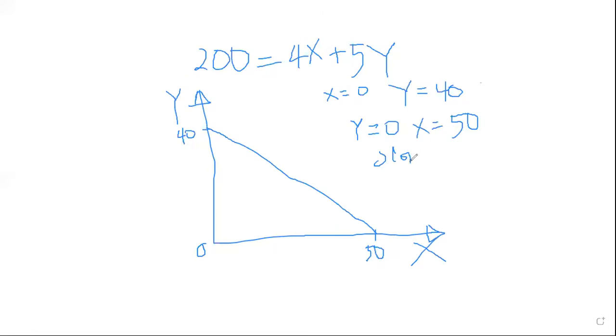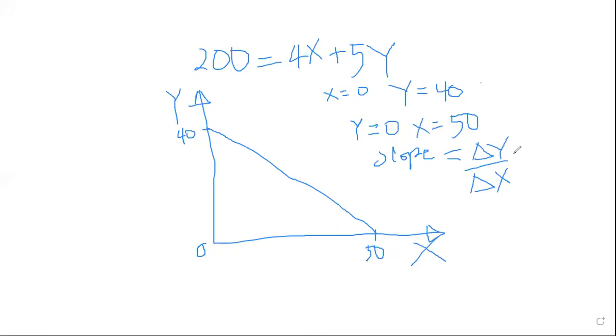So the slope of the budget line. Given that we have commodity Y on the vertical axis and X on the horizontal axis, the slope of the budget line will be equal to change in Y over change in X. That will be the slope of the budget line. So change in Y over change in X.